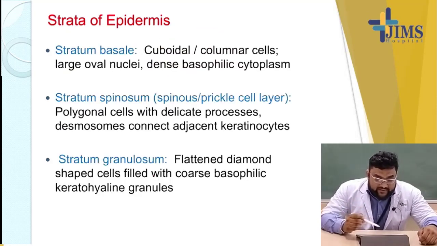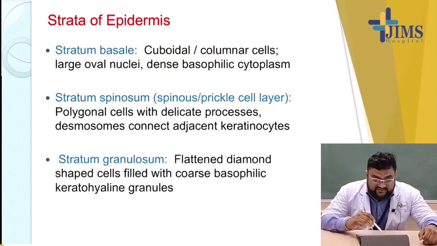Now stratum basale is made up of cuboidal to columnar cells which have large oval nuclei and dense basophilic cytoplasm. Stratum spinosum is also called the spinous or the prickle cell layer. It is formed of polygonal cells with delicate processes. Desmosomes connect the adjacent keratinocytes, and this gives rise to the spine-like processes.